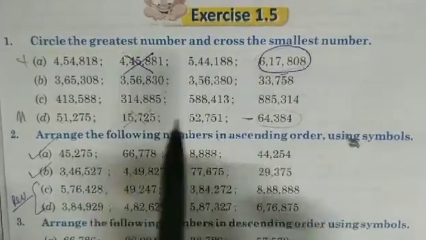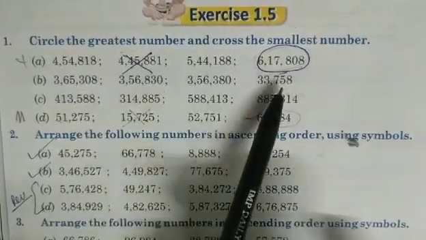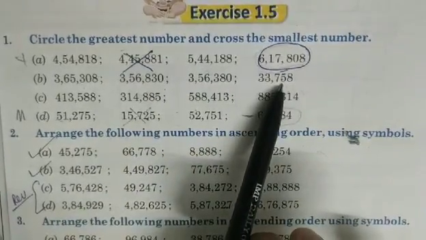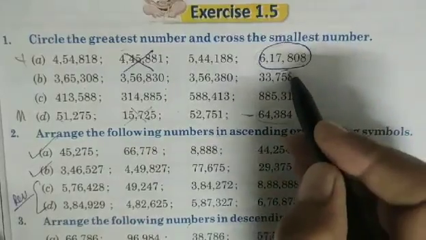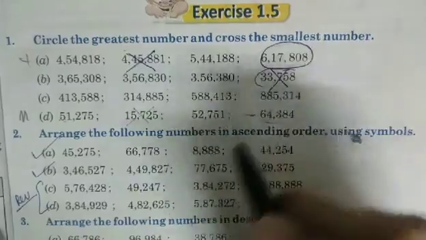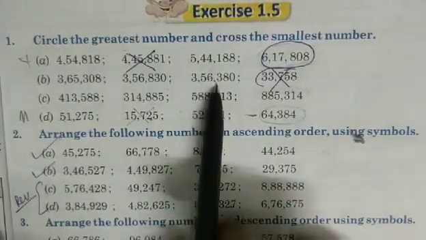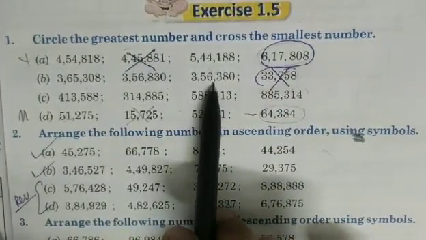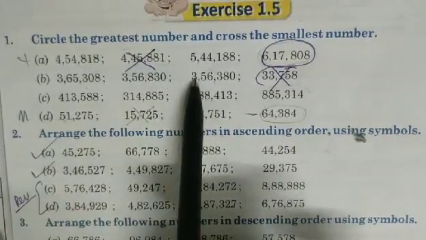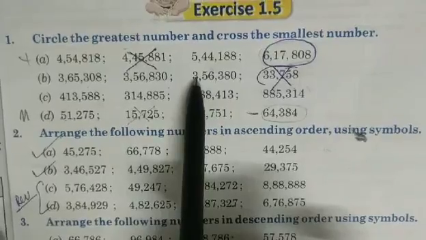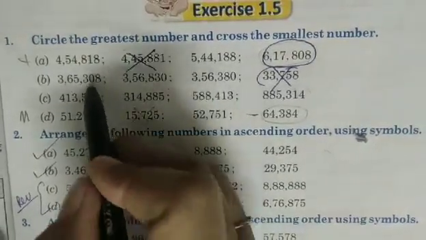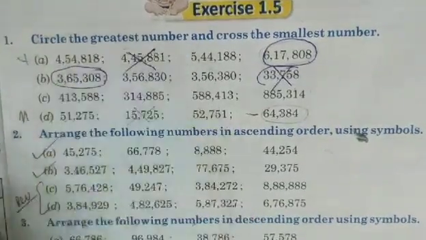Now come to the B part. Again, here we will start by counting the digits. 6 digits, 6 digits, 6, and this is 5. Simply, I told you, the number which has fewer digits will be the smallest, so we put a cross, and the number which has more digits will be the biggest number. Now out of these, 3, 3, 3, the first digit is the same. We will move to the next digit: 6, 5, 5. So 6 is the biggest number.